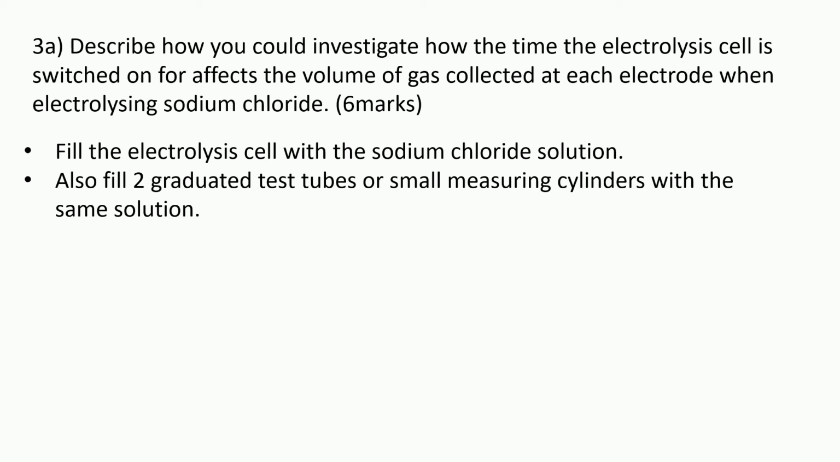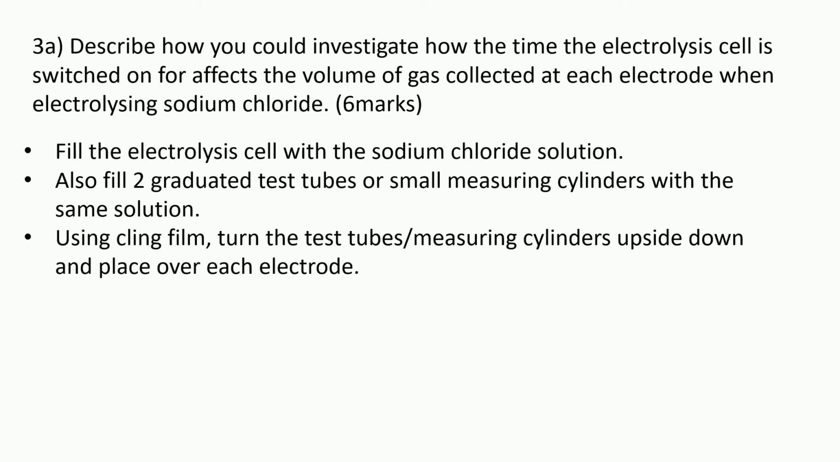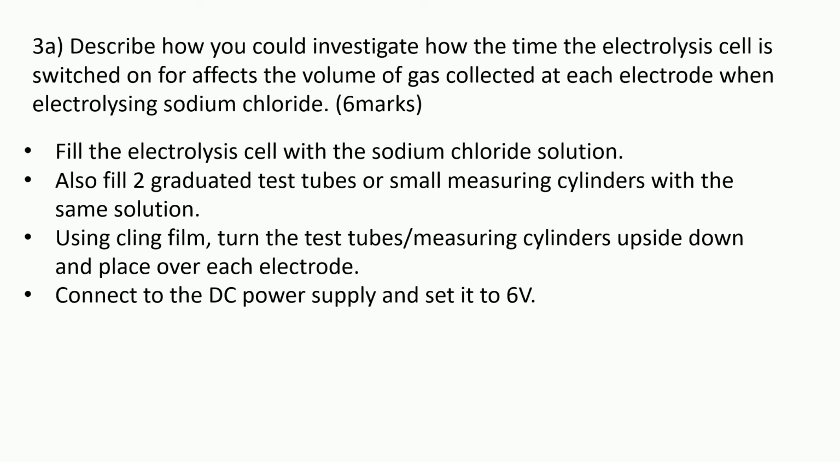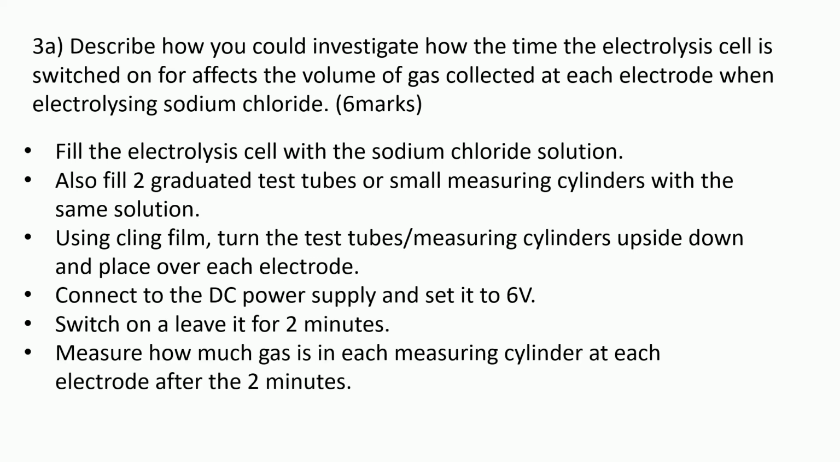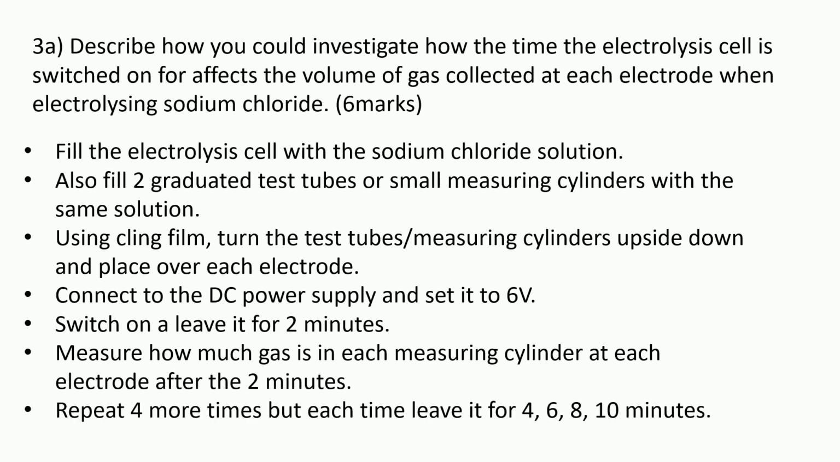We then use cling film to be able to turn the test tubes or the measuring cylinders, whichever we're using, upside down and place it over each electrode, ready to collect any gas that's made. Then we would connect it to the DC power supply and set it to 6 volts. And we'd switch it on and leave it for 2 minutes. We'd then measure how much gas is made in each measuring cylinder at each electrode after the 2 minutes. And then we would repeat the whole process 4 more times. But instead of doing it for 2 minutes, we'd leave it for 4 minutes, 6, 8, 10 minutes, and so on.